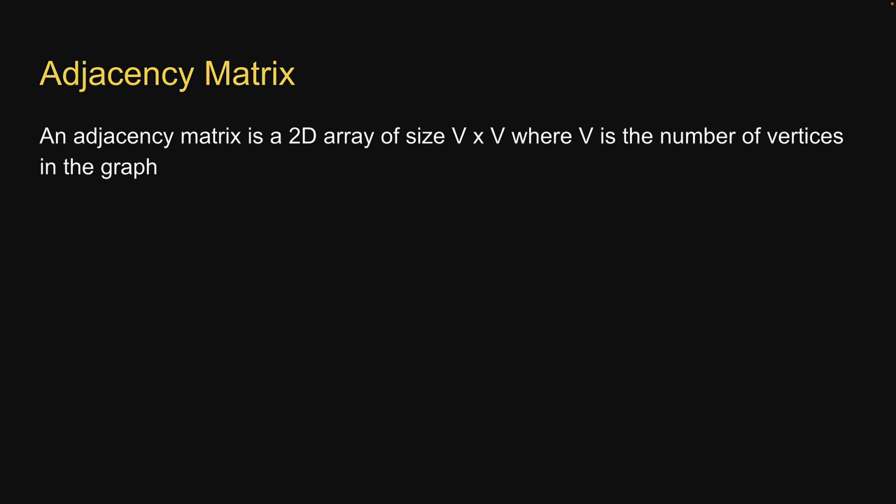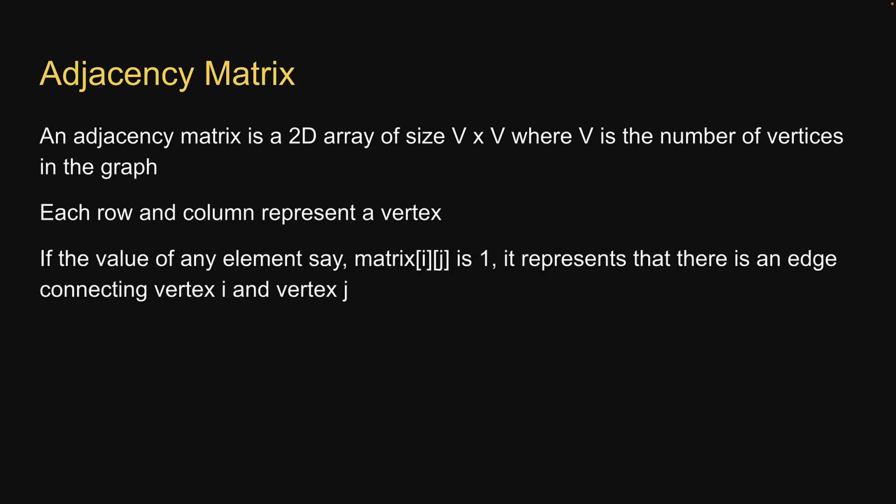An adjacency matrix is a 2D array of size V cross V, where V is the number of vertices in the graph. Each row and column represent a vertex. If the value of any element, say matrix of I of j, is 1, it represents that there is an edge connecting vertex I and vertex j.